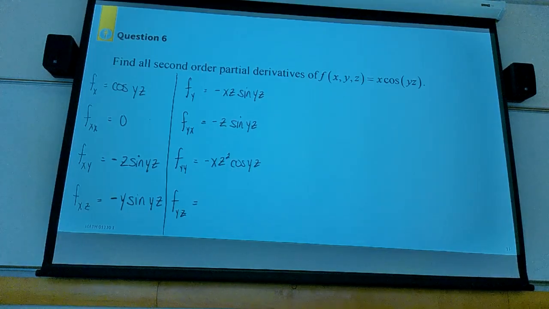You didn't think we lost product and quotient rules, did you? Oh, no, you used to have to keep those in mind, too. So start with, the order doesn't really matter, but I'll do negative xz times the derivative of sine of yz with respect to z. So what's the partial of sine yz with respect to z? Negative x cy cosine yz.